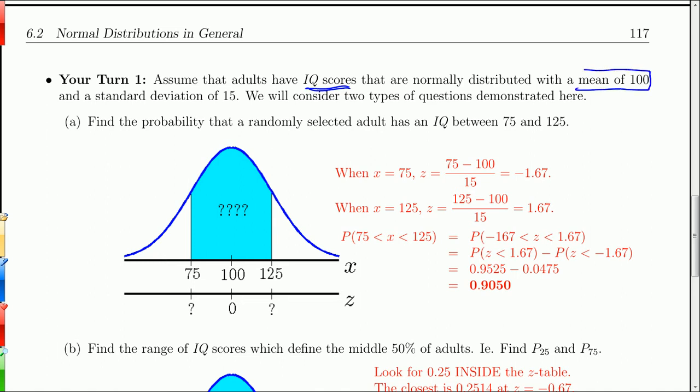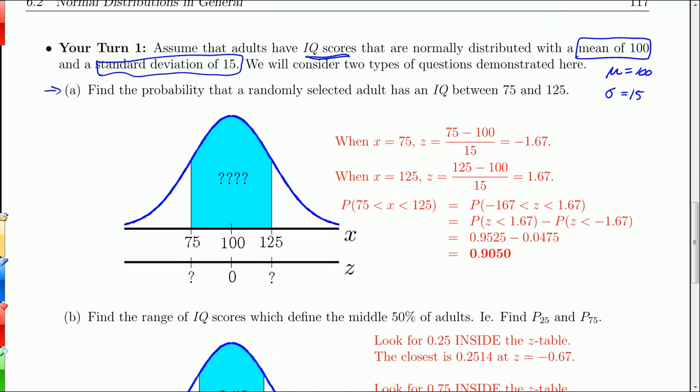Mean of 100, mu equals 100, and a standard deviation of 15, sigma equals 15. Let's do this first one. Find the probability that a randomly selected adult has an IQ between 75 and 125.